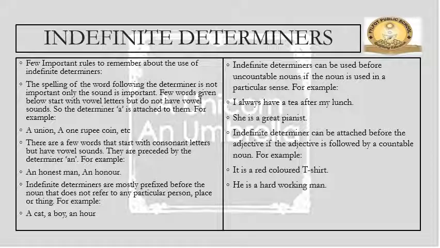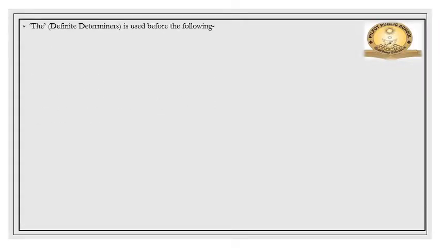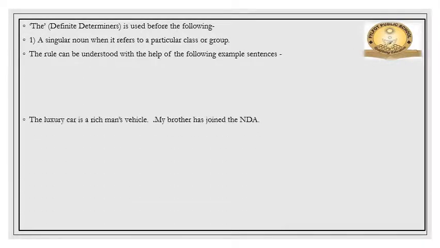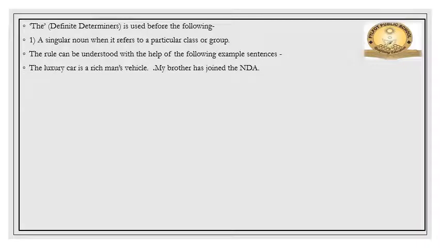Now we're going to study the definite articles, or you can even call them definite determiners. What is your definite article? The. And we're going to study where it is used. The is used when we are referring to a particular class or group. Okay. For example, the luxury car is a rich man's vehicle. My brother has joined the NDA. So when you're referring to a particular class or group, then you are using the.